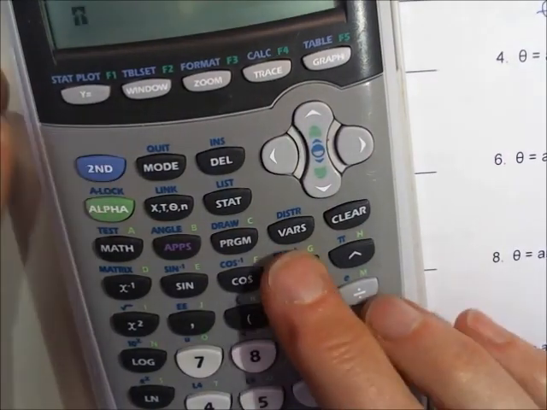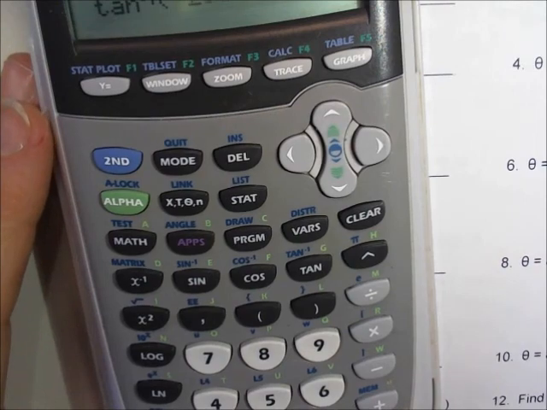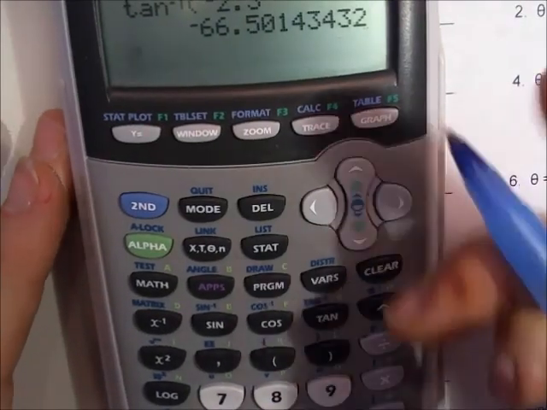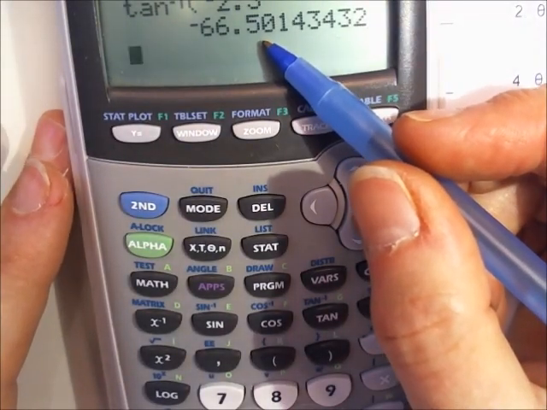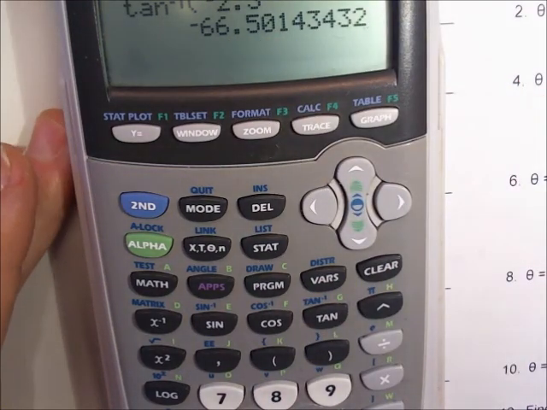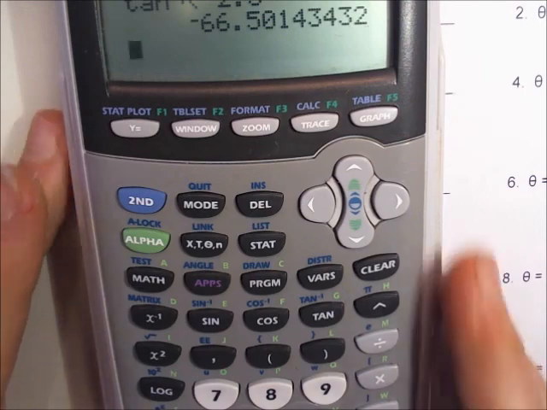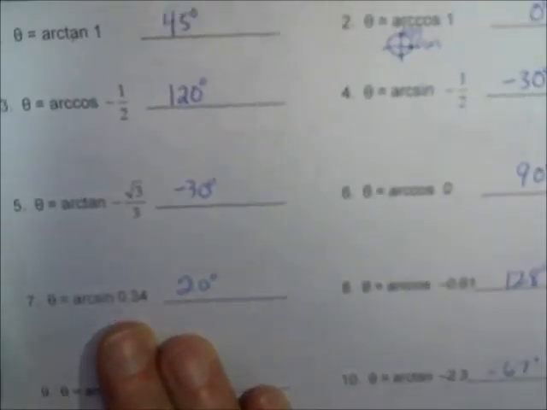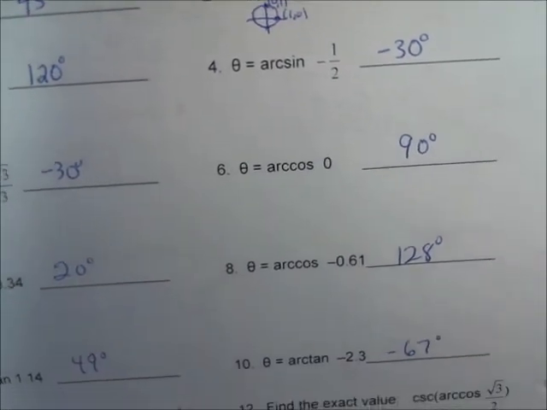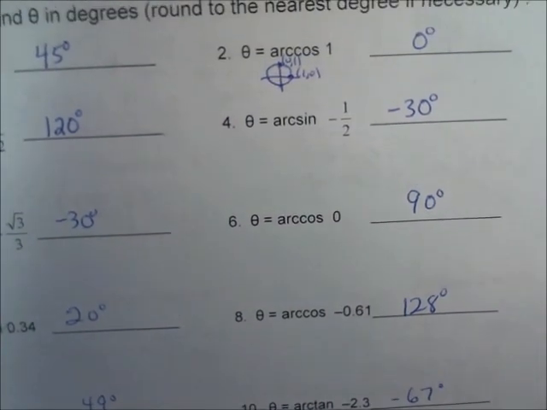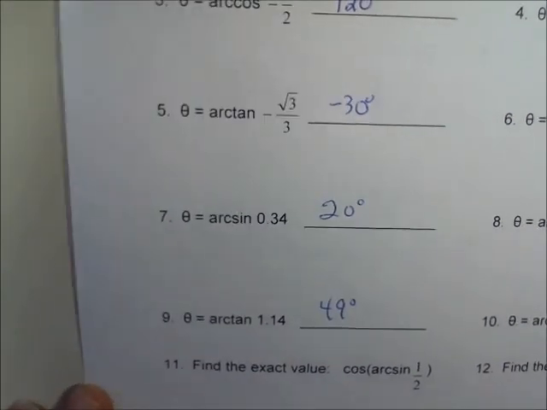And the arctan of negative 2.3 is negative 66.5. That would be negative 67, rounded to the nearest degree. Negative 67 degrees. So here are the answers for the other ones. And here are the answers here.